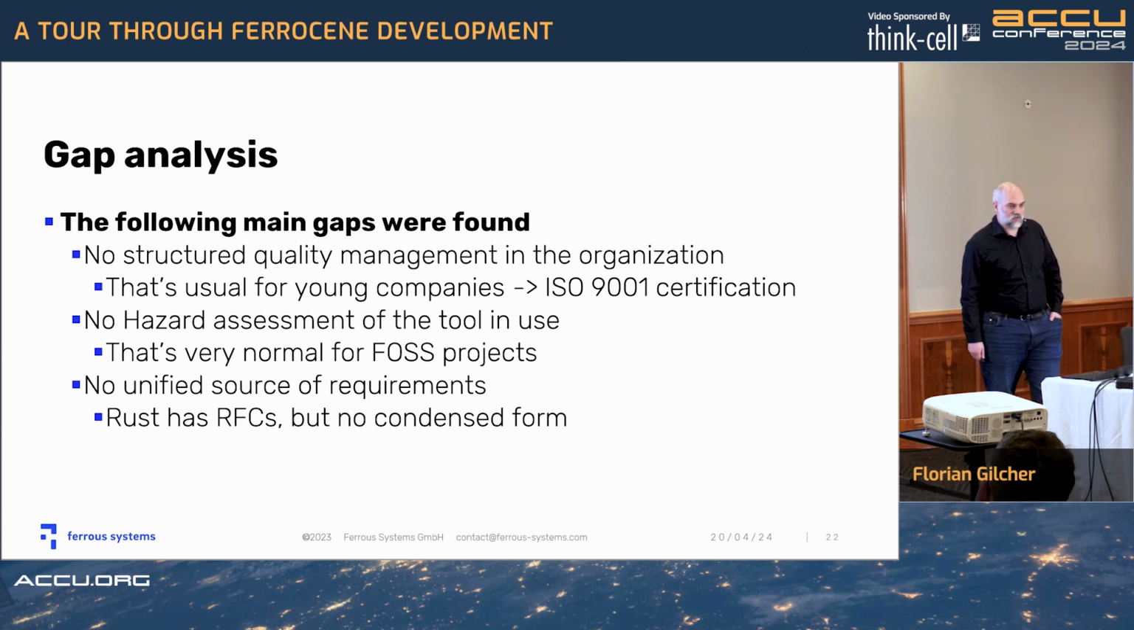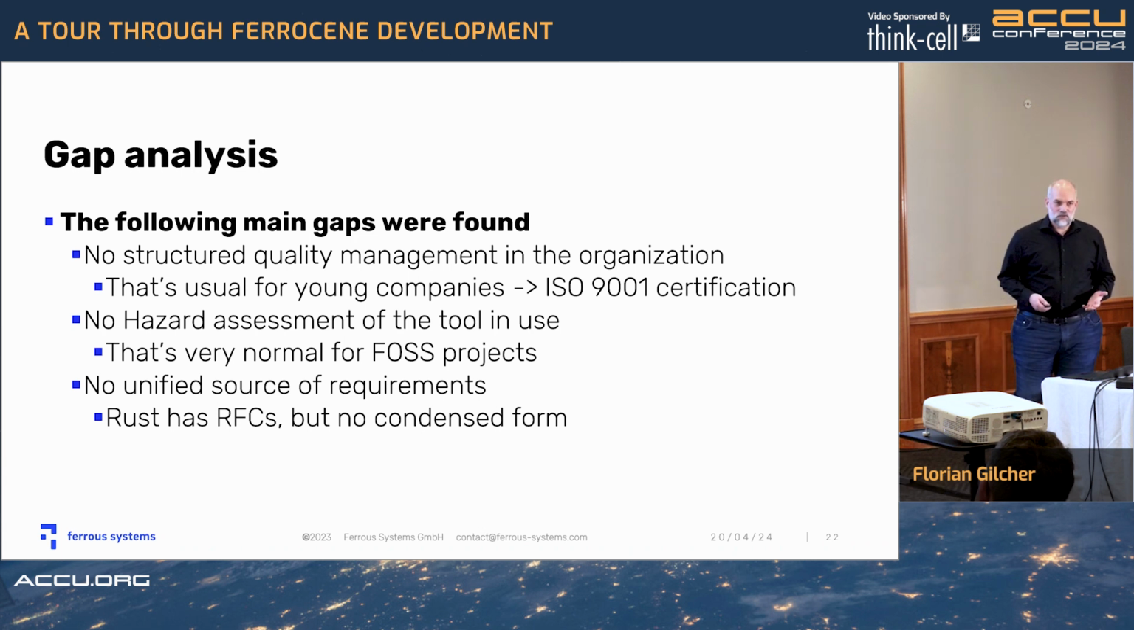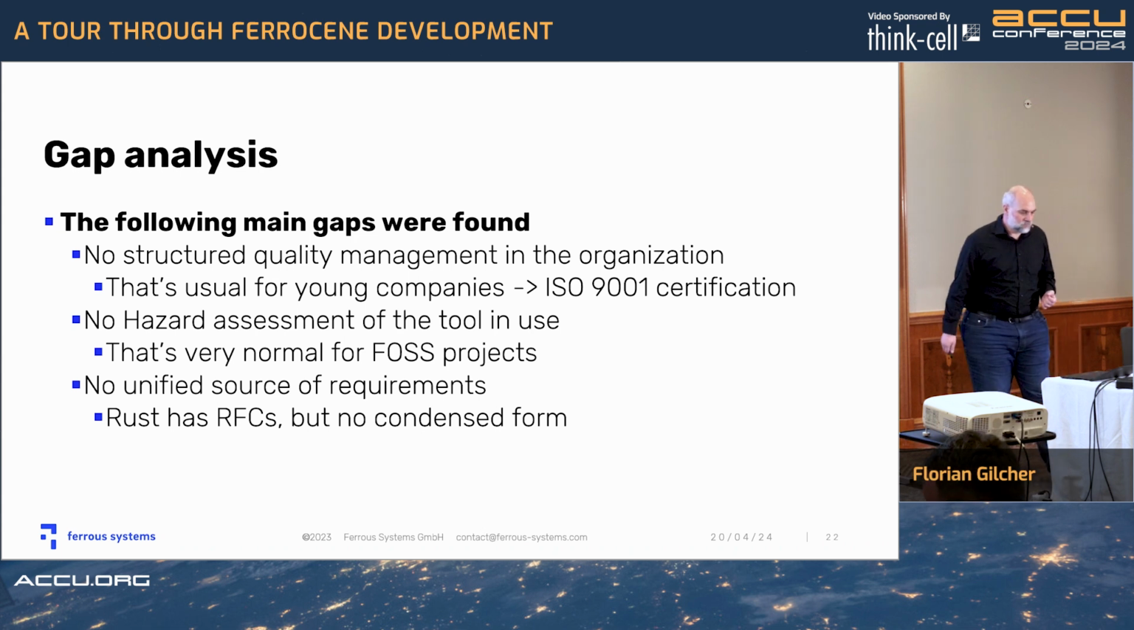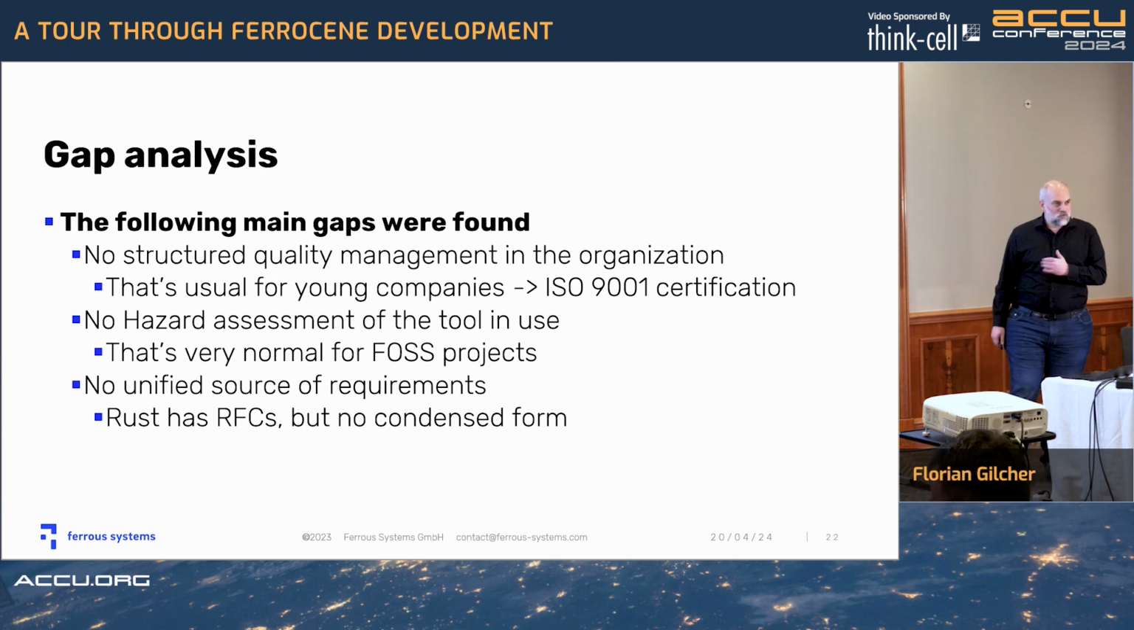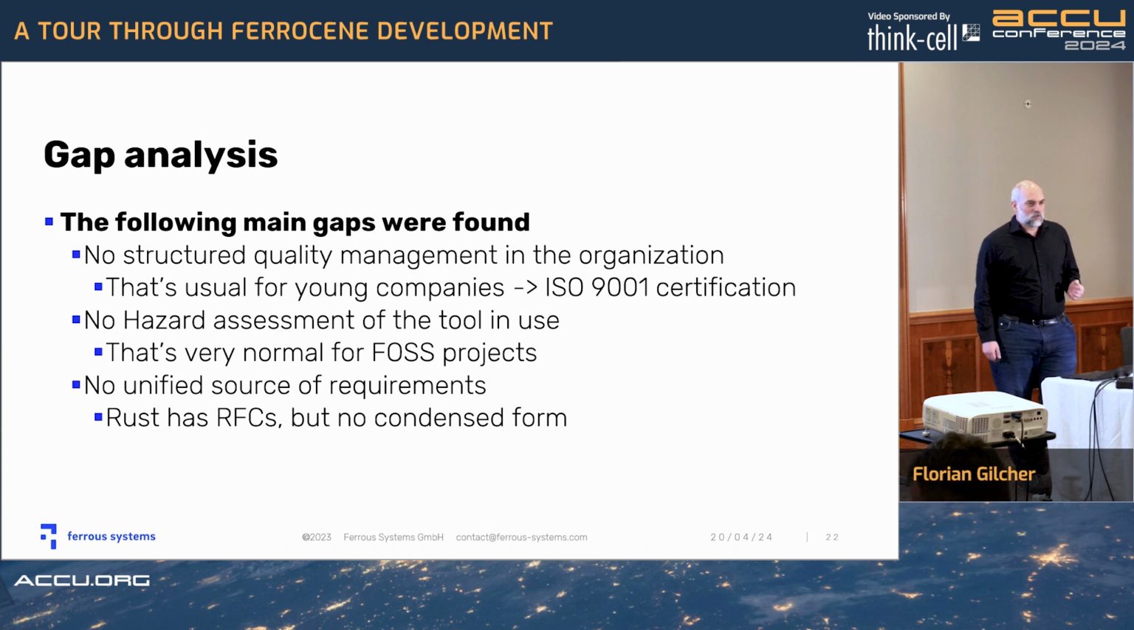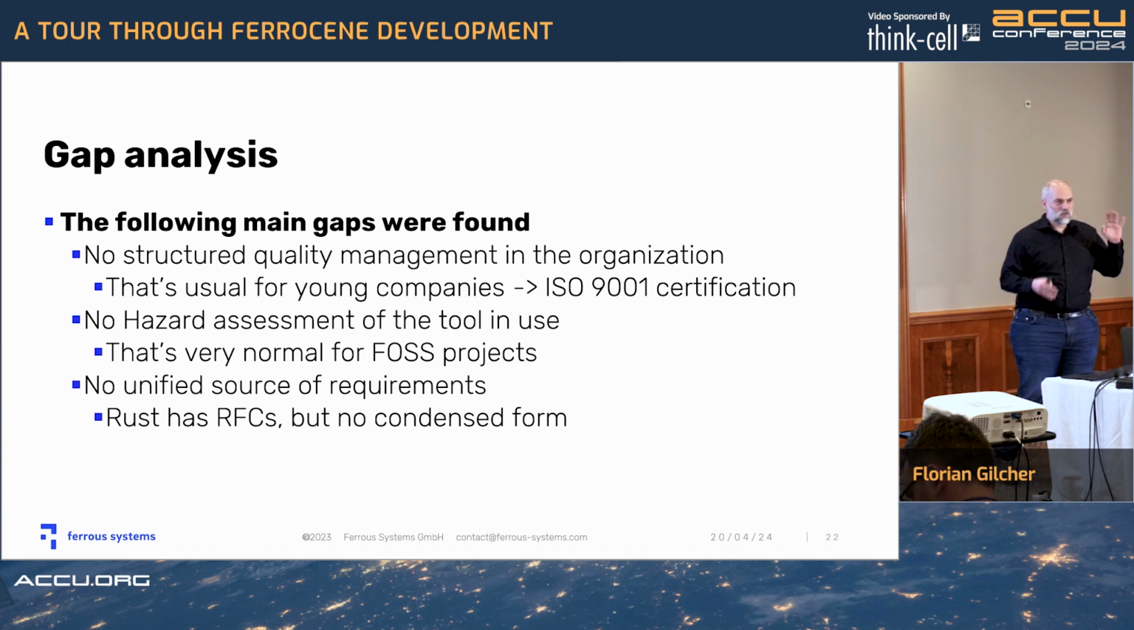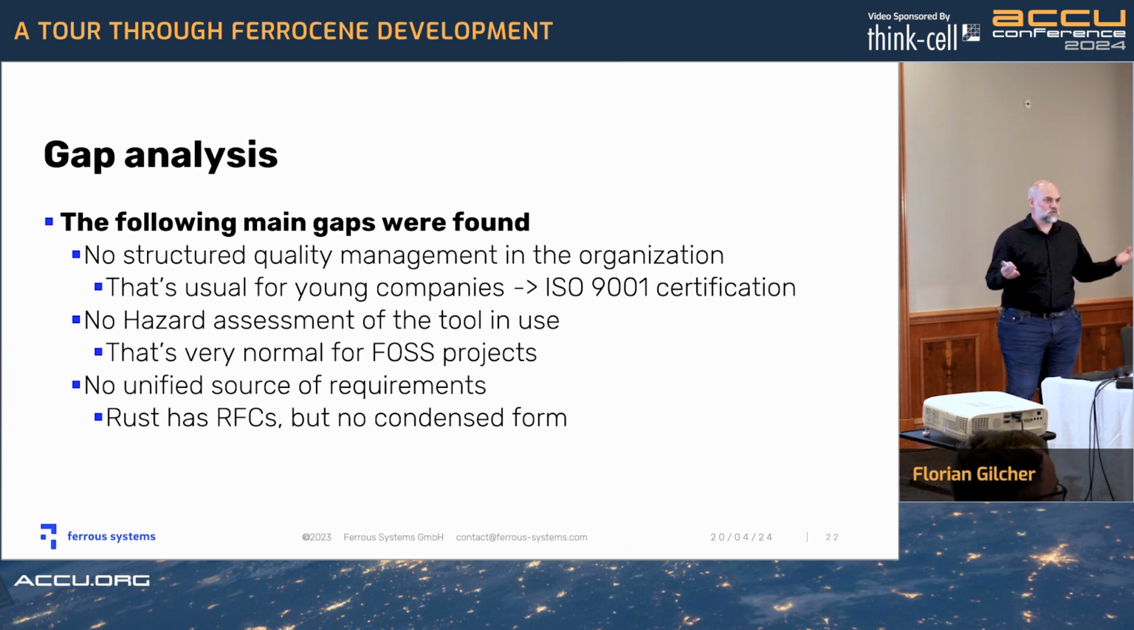No hazard assessment of the tools in use. That's the much bigger problem. No one has looked at the Rust compiler very thoroughly and made a good argument of, these are things that are sketchy or non-sketchy. That's very normal for a free and open source software project, because you have pull requests and code review, but you usually don't have a general idea of what the tool should actually do in a structured way.